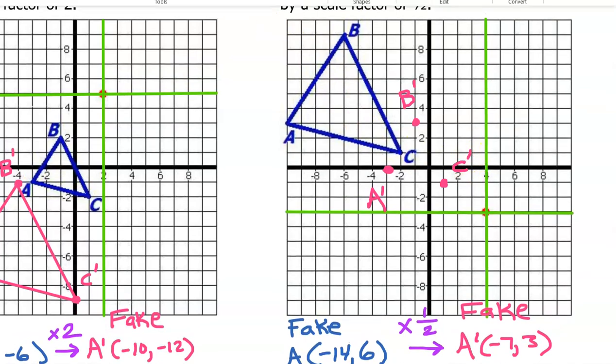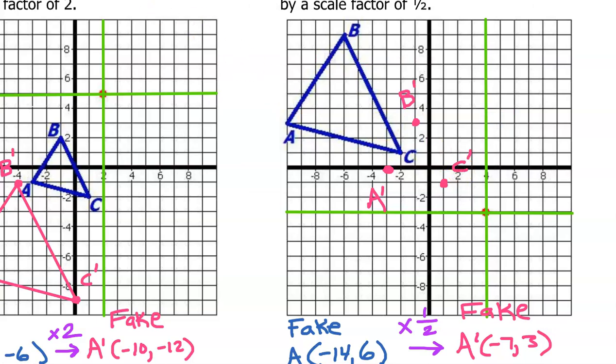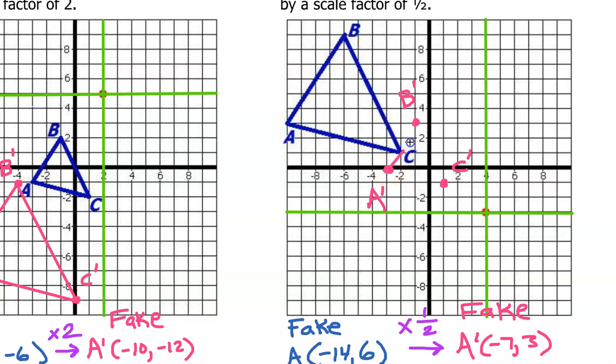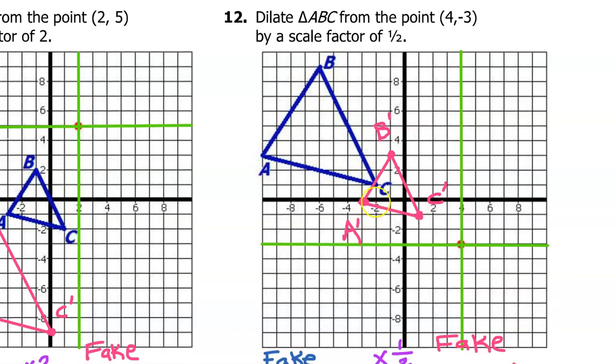Okay, let's connect the dots and see what we've got. That rhymed. All right, so boom, boom, boom. Notice that the image is half the size of the pre-image as expected. So that's it, guys. That is how you dilate from a point that is not the origin.